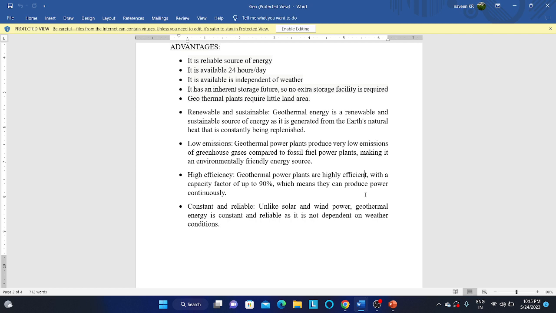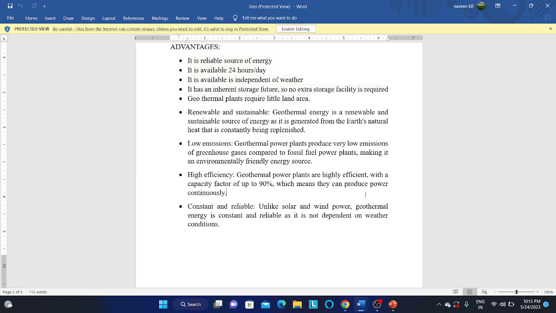High efficiency. Geothermal power plants are highly efficient with a capacity factor of 90%, which means they can produce power continuously. You see, geothermal power plants are very efficient in producing electricity. They can produce up to 90% of the electricity. They can work 24 hours a day. There's no problem in that. So these are very highly efficient, constant and reliable.